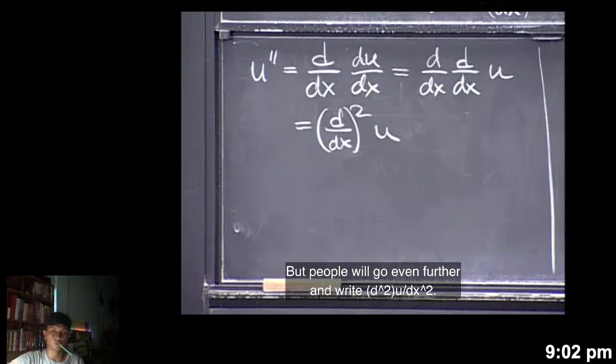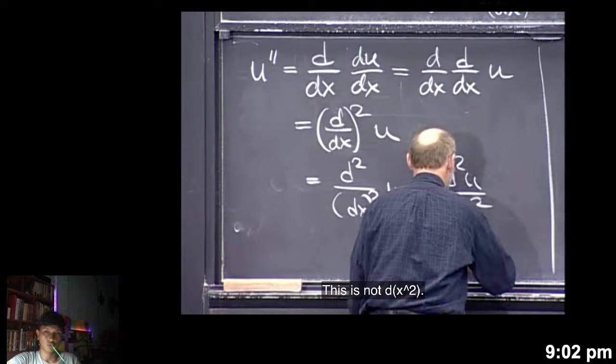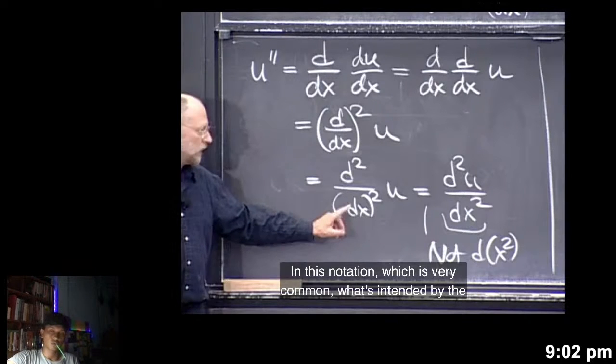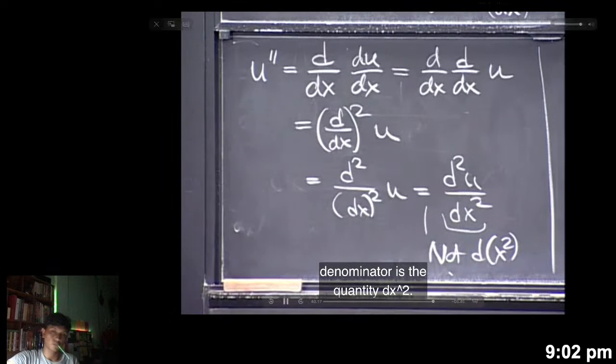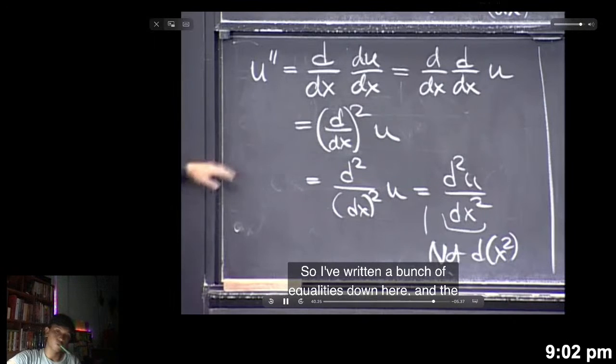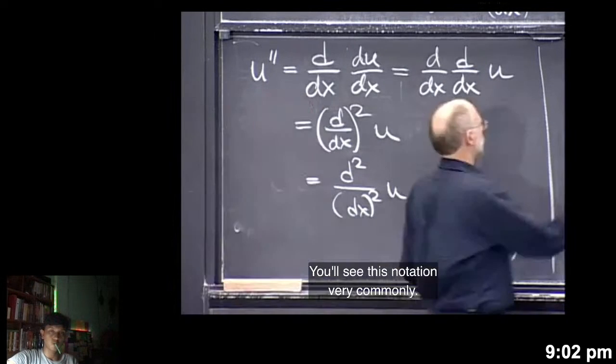This is not d of x squared. What's intended is the quantity dx squared. In this notation, which is very common, what's intended by the denominator is the quantity dx squared. It's part of this second differentiation operator. So I've written a bunch of equalities down here, and the only content to them is that these are all different notations for the same thing. You'll see this notation very commonly. And so, for instance, the third derivative is d cubed u divided by dx cubed, and so on.